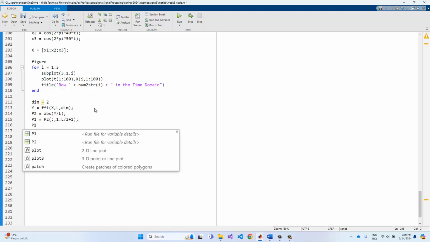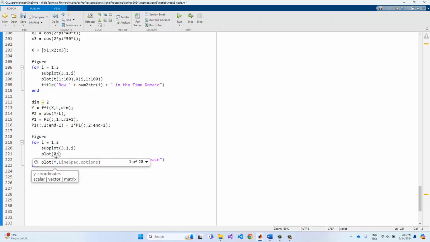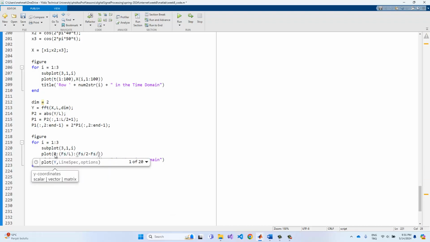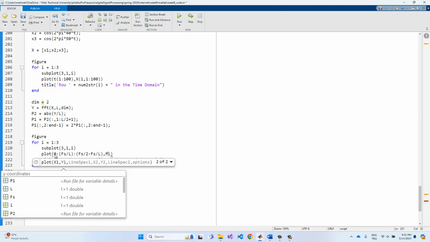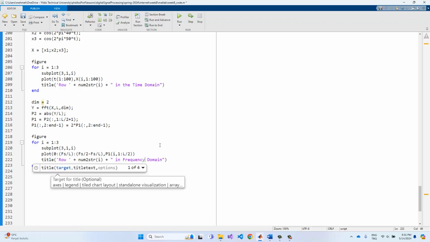And so P1, values 2 to end minus 1, times 2. The figure can be given in here just like this one, and this plot must be changed: 0 to fs divided by L is the step rate, and after that fs divided by 2 minus fs divided by L. And so P1, I, values 1 to L divided by 2. This is the frequency representation of this domain in the 2D format.